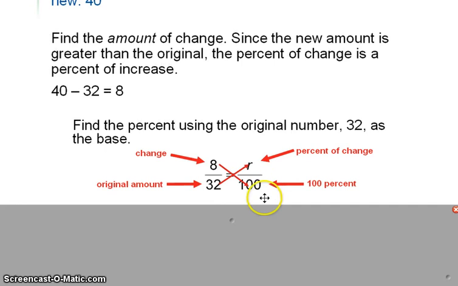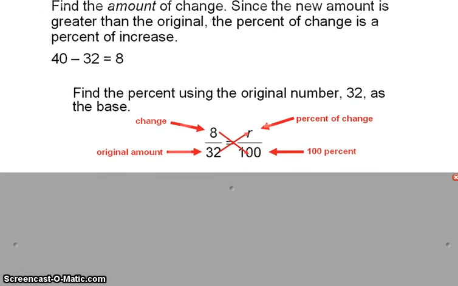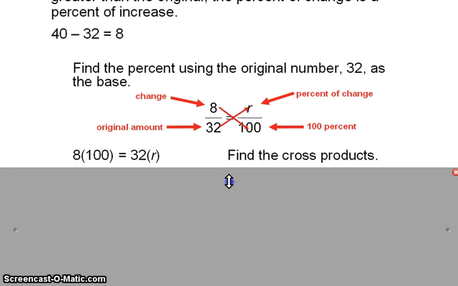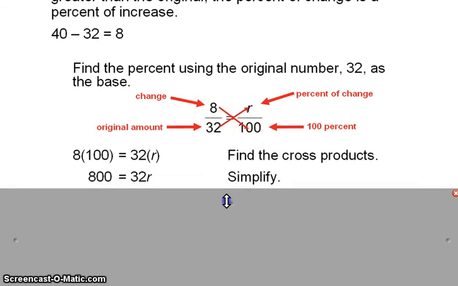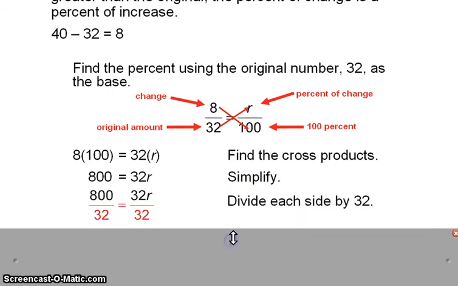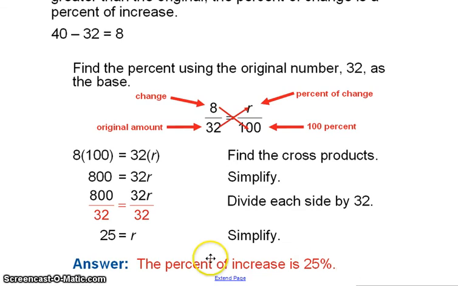Now use what you learned last lesson to solve this proportion. We're going to do cross products. So 8 times 100 and 32 times R gives us that equation right there. 800 equals 32R. Then we're going to divide both sides by 32, and you get 25. So the percent of increase is 25%. Going from 32 to 40 is a 25% increase. Okay?